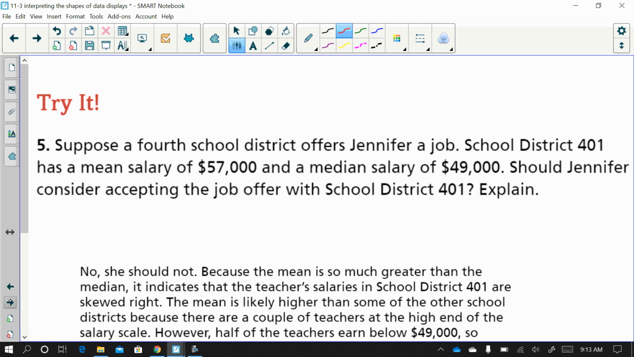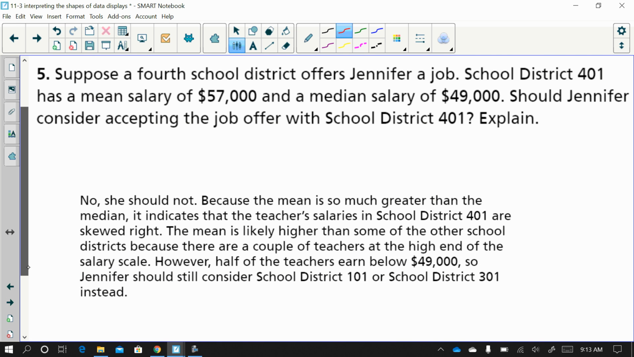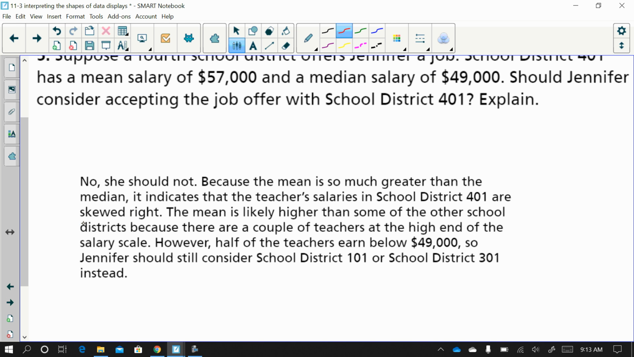Well, my mean is greater than the median. This indicates that the teacher salaries in school district 401 are skewed right. The mean is likely higher than some of the other school districts because there are a couple of teachers at the high end of the salary scale. However, half of the teachers earn below 49,000. So do you think she should go there? Probably not. School district 101 or 301 still look better.